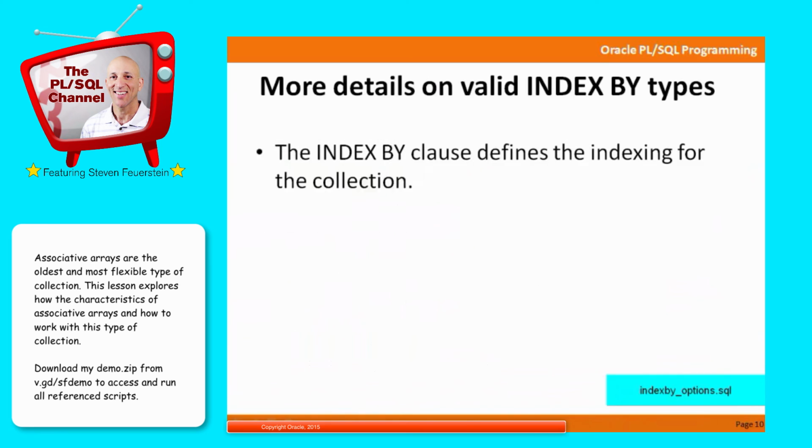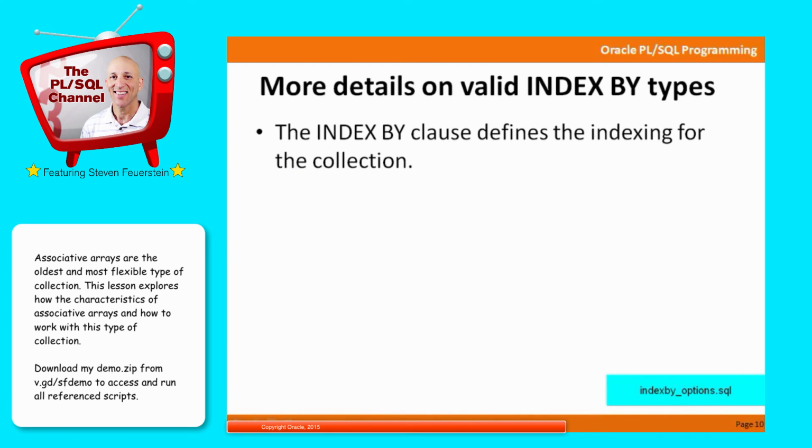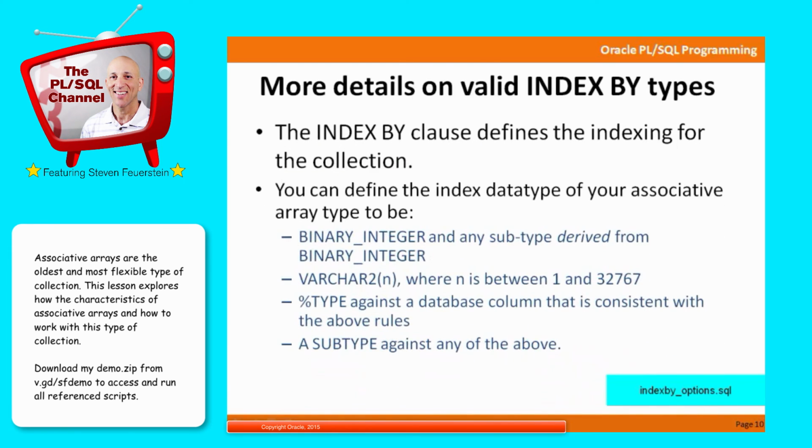A little bit more details on the valid index by types. So the index by clause defines how you index the contents of your collection and what values you can use to find the elements in your collection. You can index by binary integer or any of its subtypes, including PLS integer, varchar2 with an n between 1 and 32,767. You can %type against varchar2 database columns, and you can use subtypes as well.